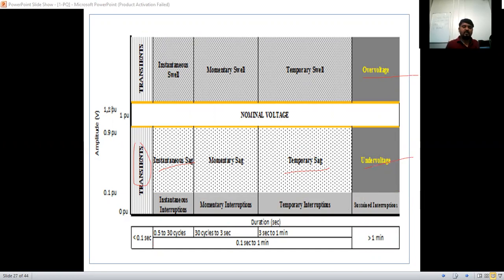Okay, is there any doubt? Any doubts here? So no. It completes long voltage variations and short voltage variations.